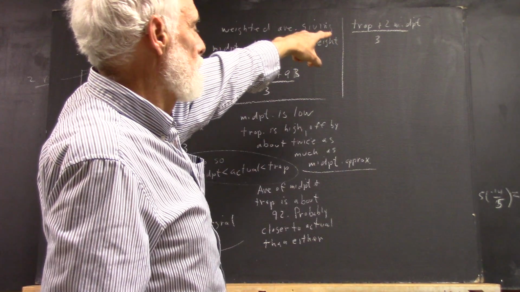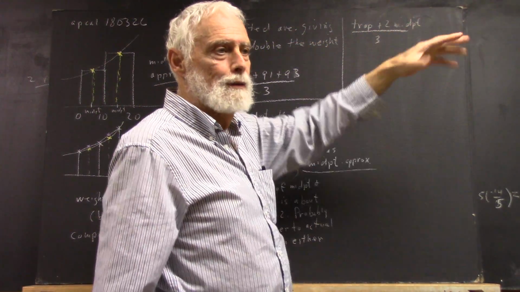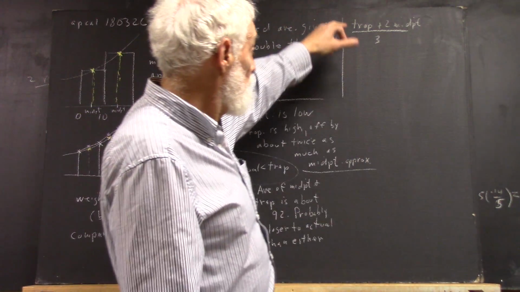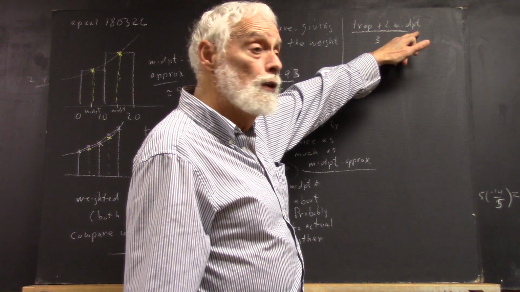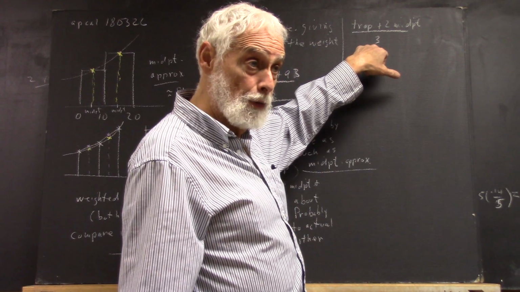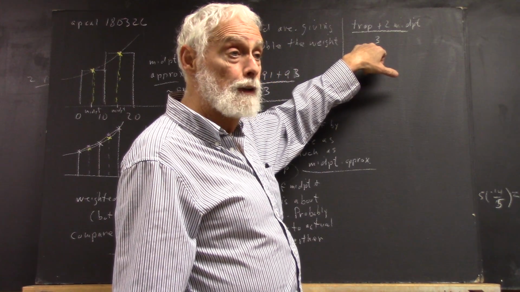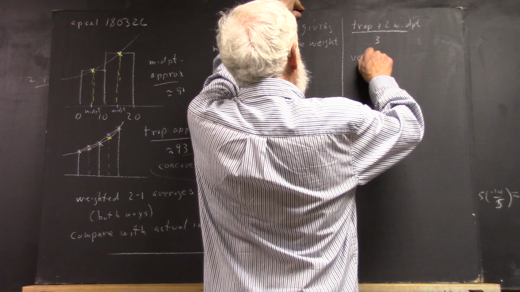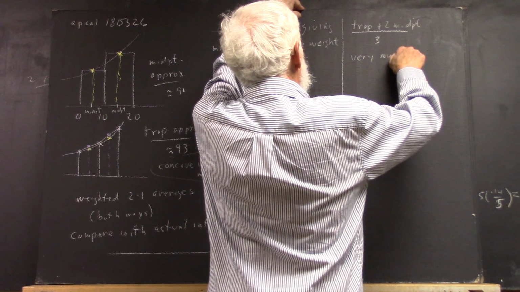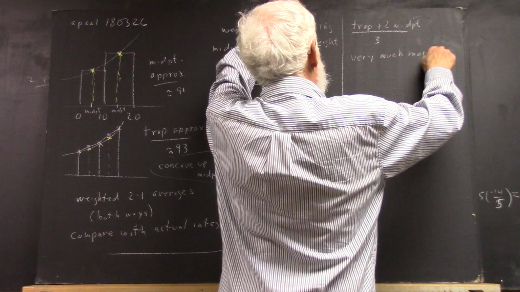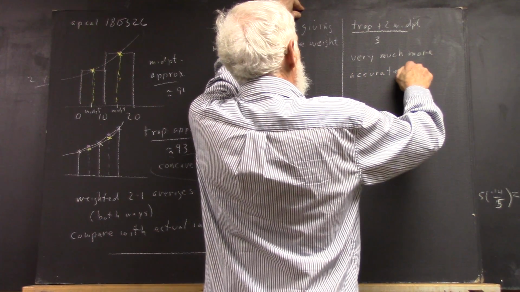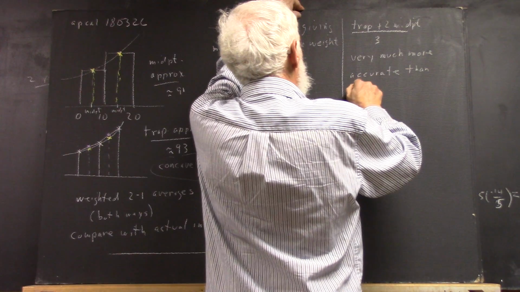Okay, so what your golden standard here is, at least with respect to these different options, is your trapezoidal approximation plus 2 of your midpoint approximation divided by 3. It's very accurate. It's very much more accurate than the others that we've used here.